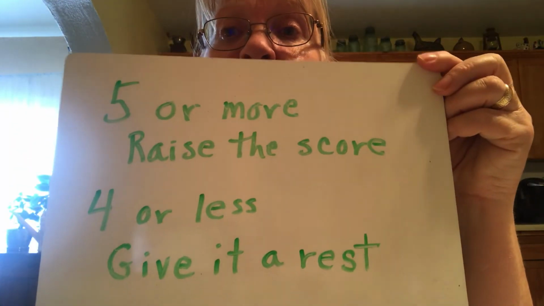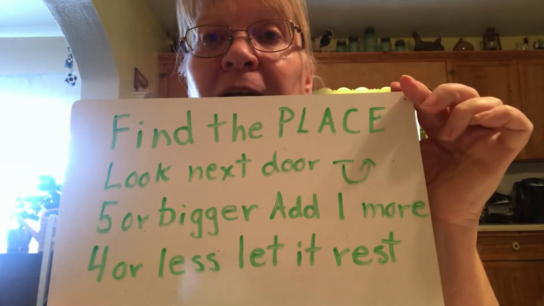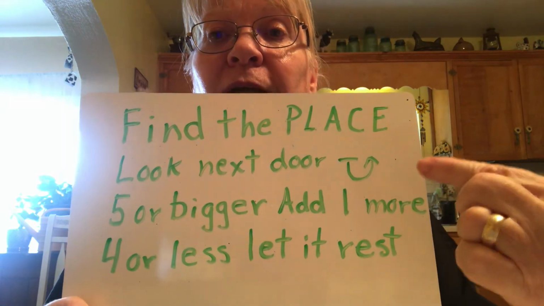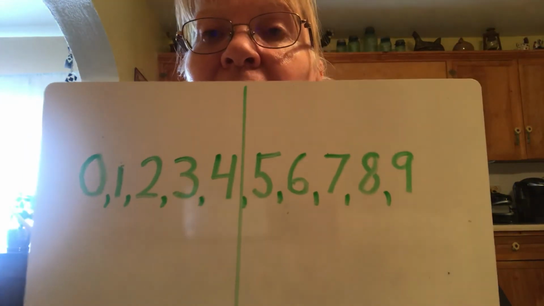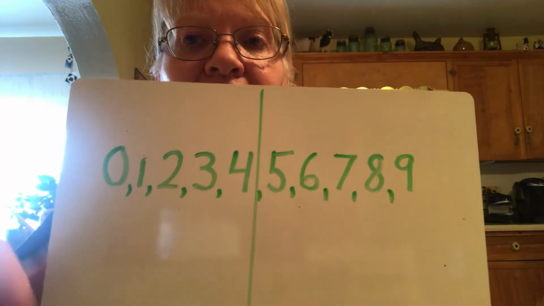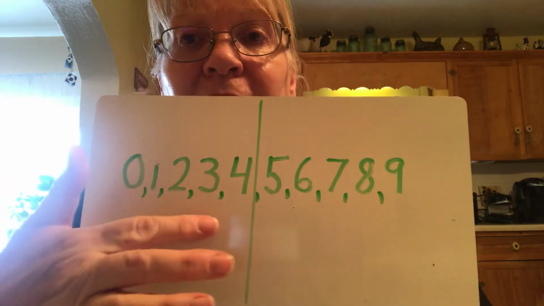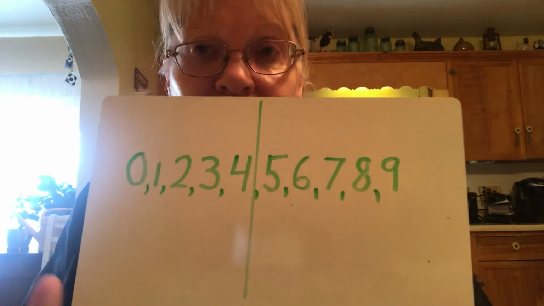All right, hopefully you can understand how this works. You guys are really smart. You should be able to catch on. If you have trouble remembering the rhyme, you could always write it down. 5 or more, raise the score. 4 or less, give it a rest. And don't forget, find the place, look next door. We're going to look to the right. The other thing to do is to write these numbers down and draw a line breaking them up. These numbers will tell you if you're going to stay where you're at or if you're going to go bigger.